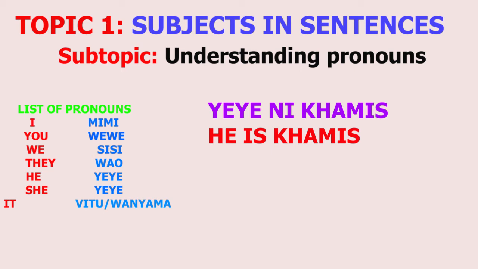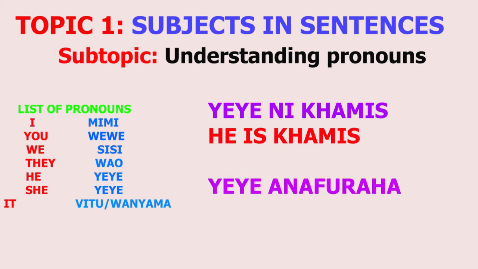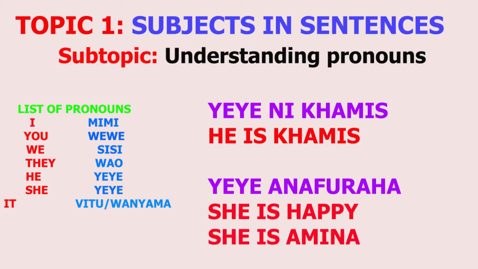And then the twin pronoun is she. Okay, so he is for male people. She is going to be used for female people. So when you want to say, for example, yeye anafuraha, but a female person, you are going to say she is happy. Or you want to say yeye ni Amina, you are going to say she is Amina.